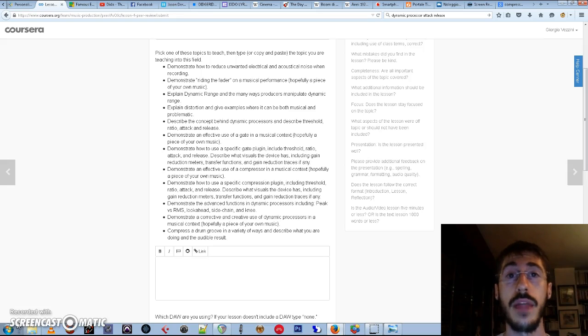Today we're going to talk about dynamic processors and why we use them, what they are for, how they affect our audio and which parameters we can use to control them. First of all, with dynamic processors, we mean compressors, gate expanders, and all the variations on this theme. We use them to control the dynamic of our signal in more automated ways than doing it by hand, by reading the fader or drawing automations on our DAW.